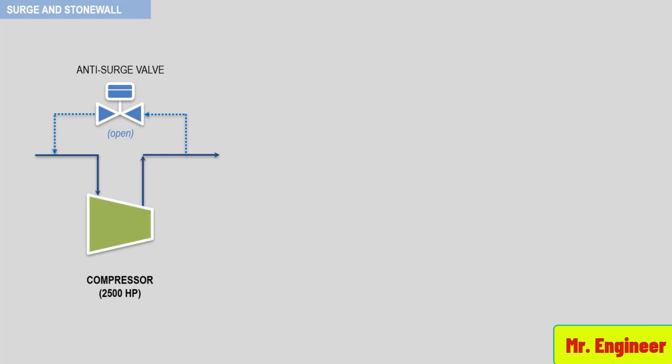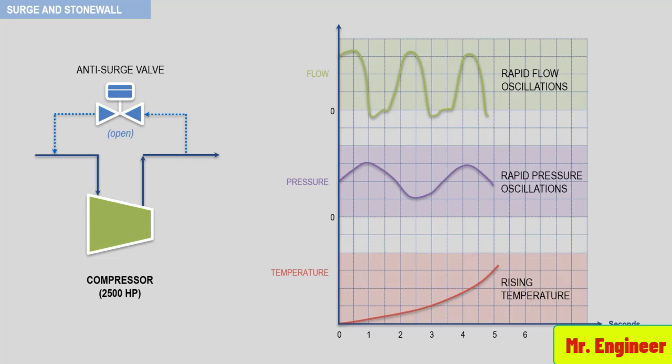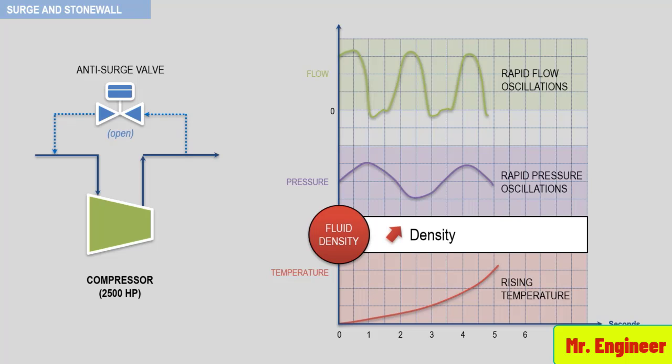The last figure that you can see here presents the characteristics of flow, pressure, and temperature during a surge. The degree of parameter change is directly proportional to the density of the gas. The higher the gas density, the greater the effect of the surge.